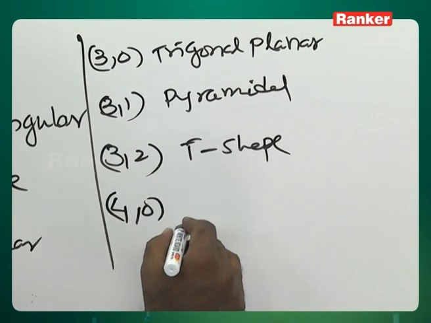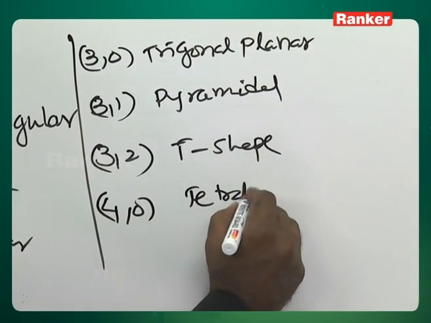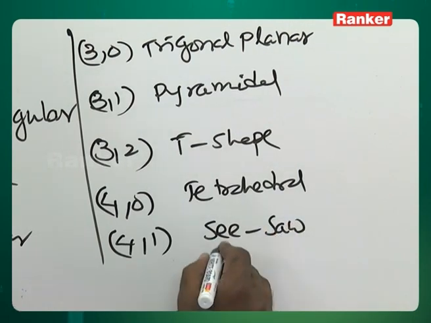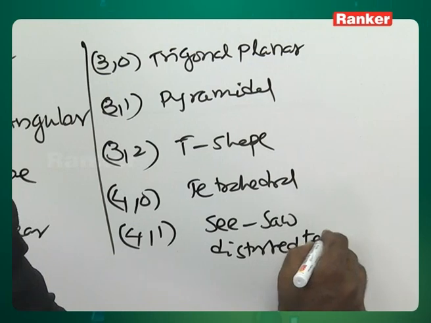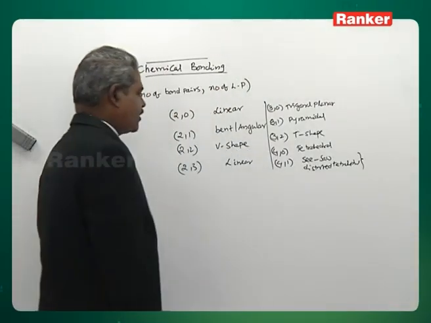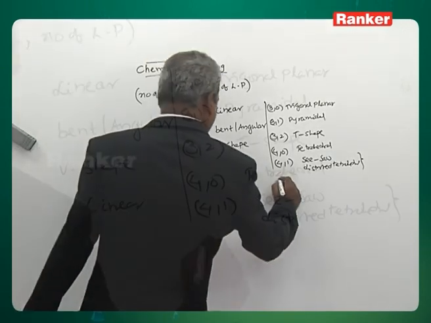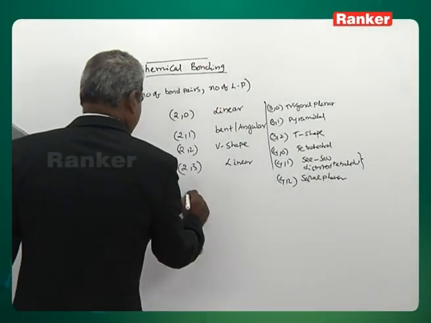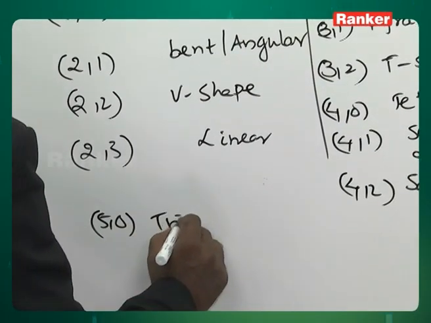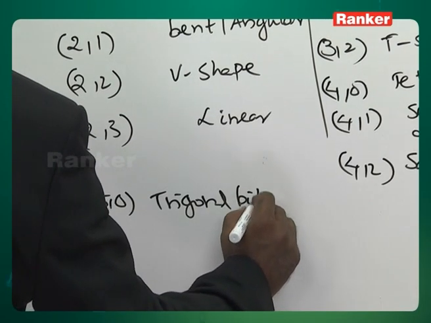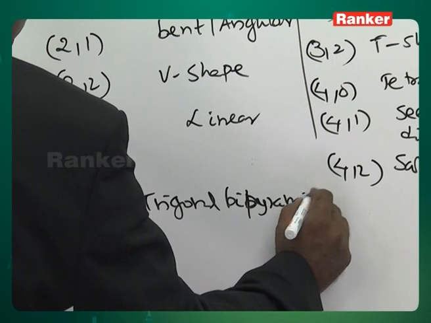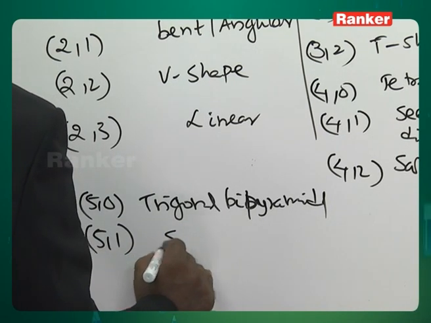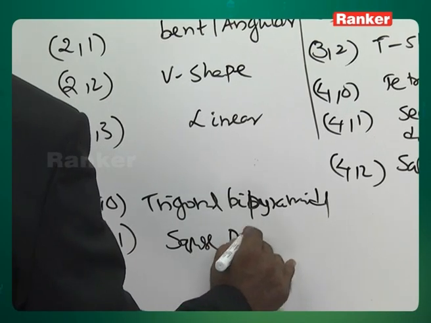4, 0 is tetrahedral. 4, 1 is seesaw or distorted tetrahedral. 4, 2 is square planar. 5, 0 is trigonal bipyramidal. 5, 1 is square pyramidal.